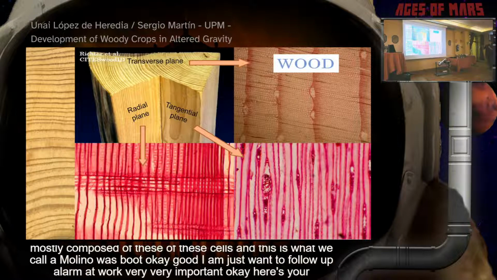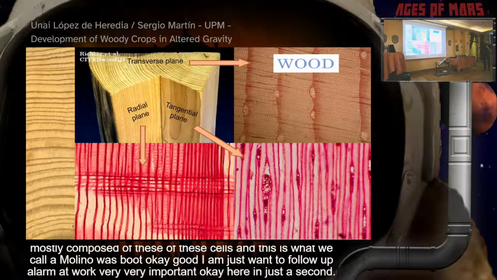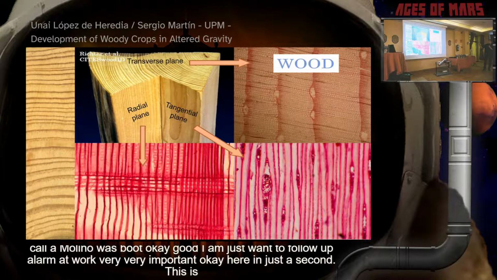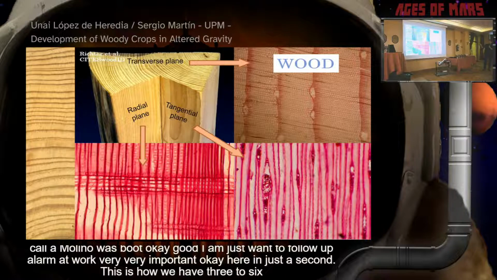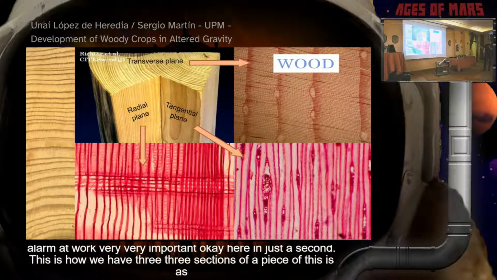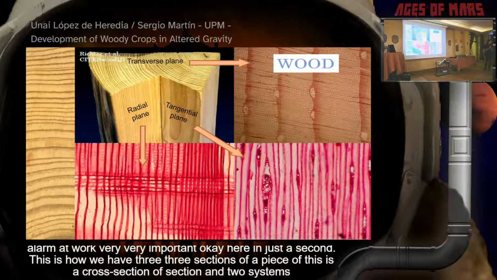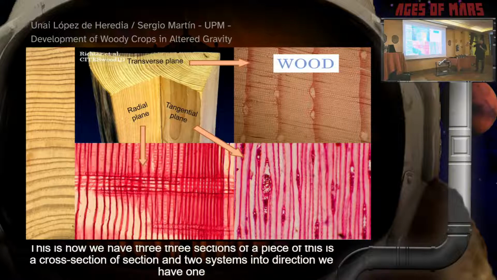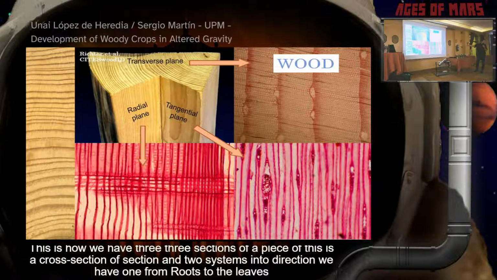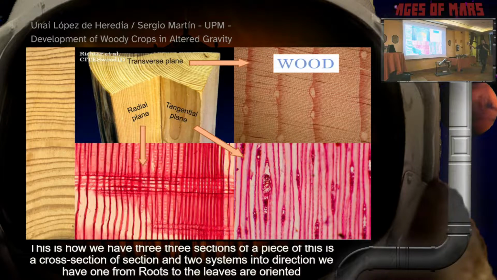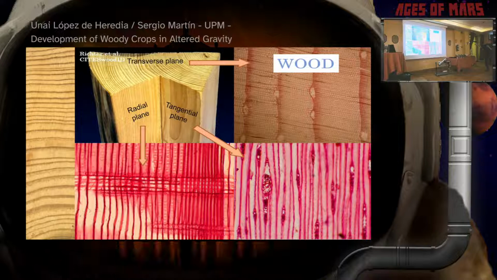Okay, here you have a piece of wood, secondary xylem. We have three sections of a piece of wood: a cross section, a tangential section and a radial section. And as you can see here, we have two systems. Cells are oriented in two directions. We have one axial direction, these cells are oriented this way, so these are the cells that are moving water from the roots to the leaves, and then we have some cells that are oriented radially. But the most important thing is that under normal growth, what we have is a very ordered system of cells growing there.